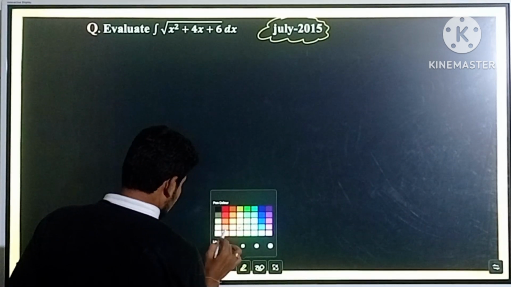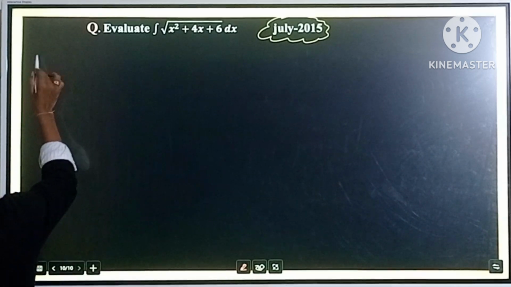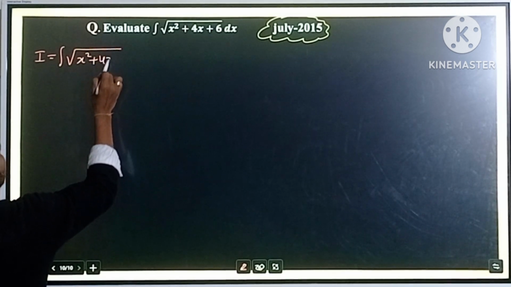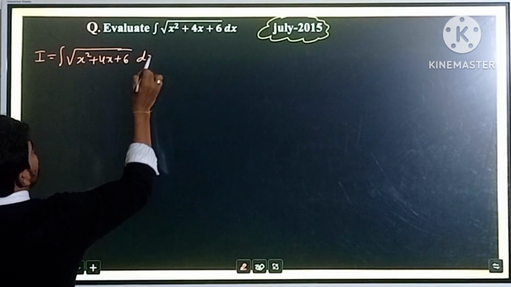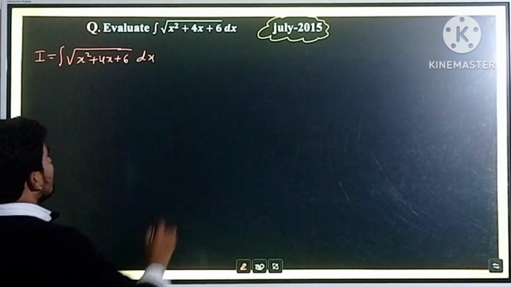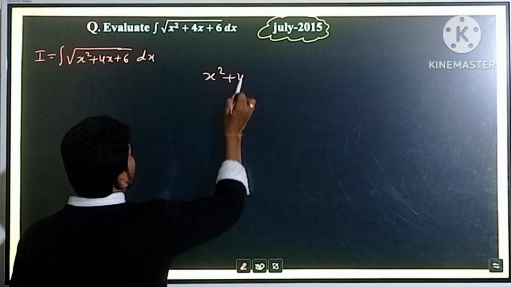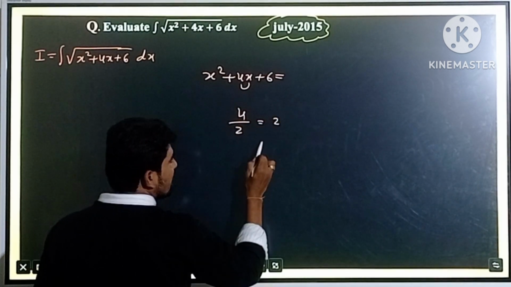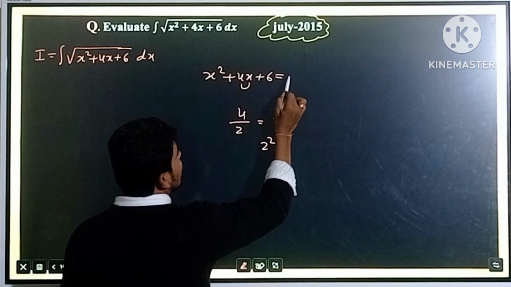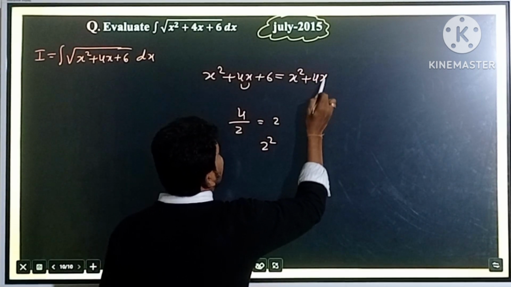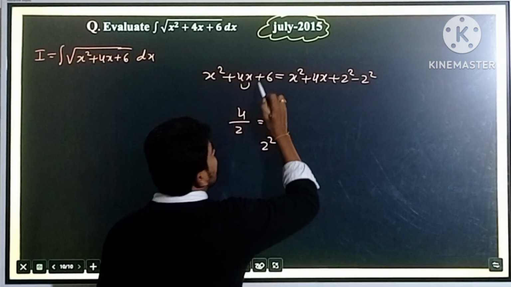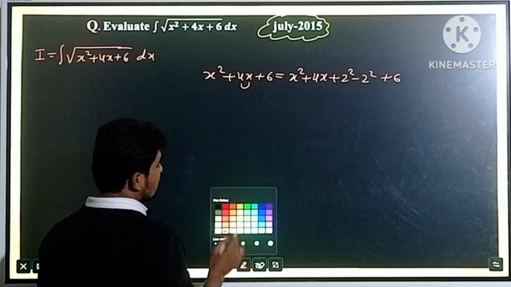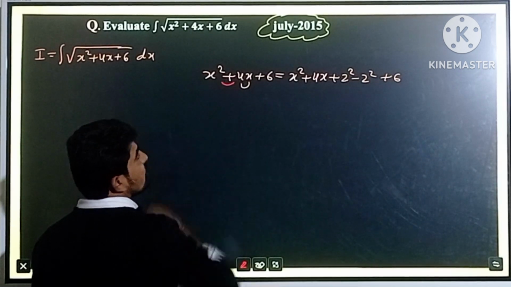Let us consider the given integration problem as I. I equals the integration of the square root of x square plus 4x plus 6 with respect to x. The given quadratic expression is x square plus 4x plus 6. The coefficient of x is 4, half of 4 is 2, and then 2 square. Add and subtract 2 square: x square plus 4x plus 2 square minus 2 square plus 6 as it is. Now observe here, the coefficient of x is positive.